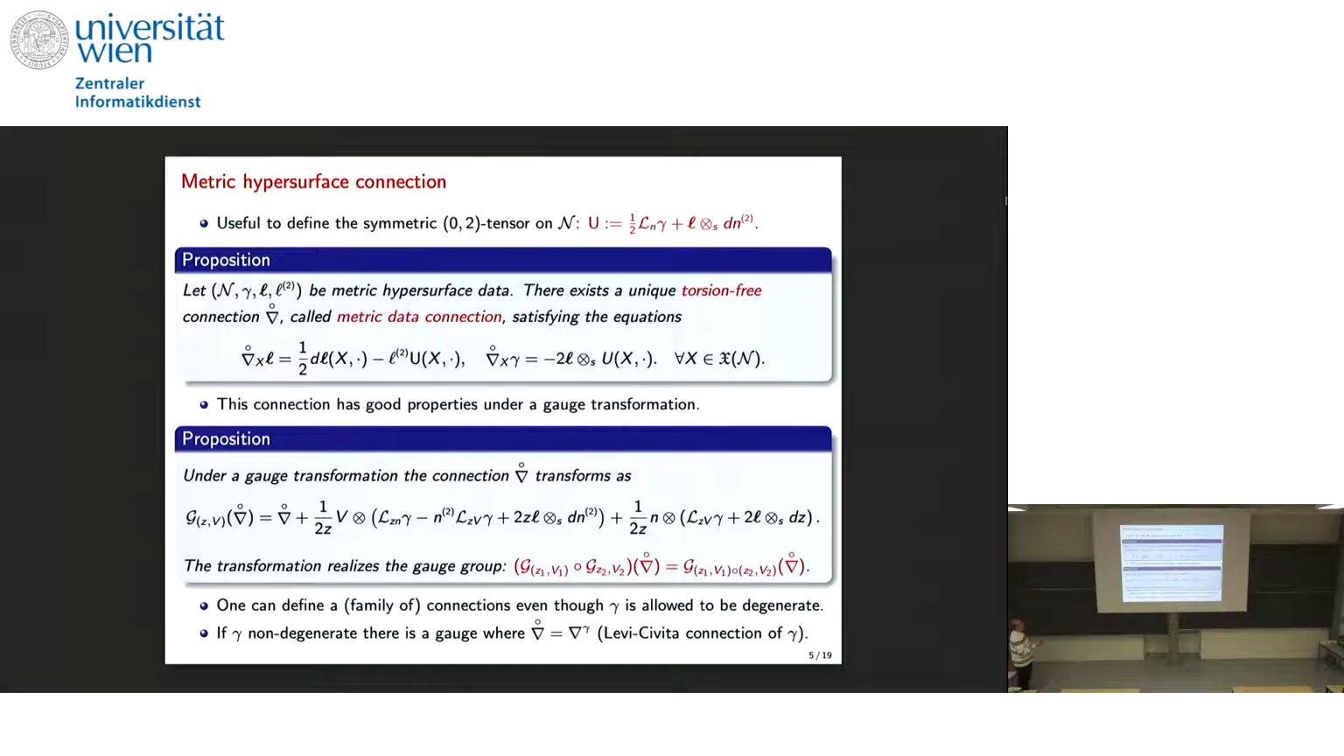So in this way, with this construction, one endows the manifold N with a family of connections, all of them related to each other by a gauge transformation. And it turns out that when gamma is non-degenerate, there is a gauge where this connection agrees with the Levi-Civita connection. So in that sense, it's a generalization of the Levi-Civita connection in this much more general setting where gamma is allowed to be degenerate even at every point.